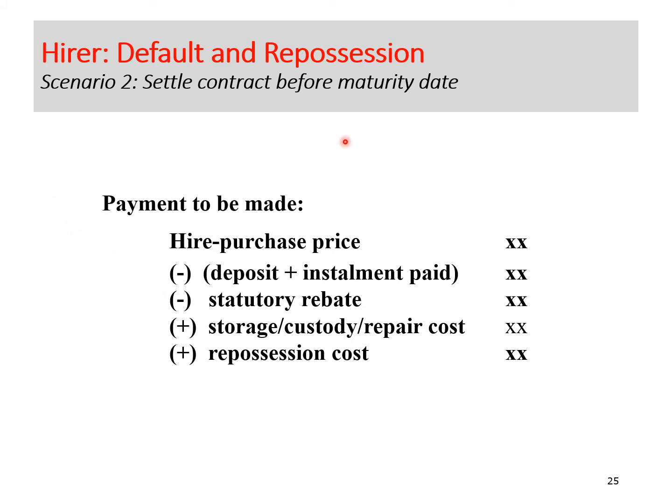You can compute it based on this formula. First, you take the hire purchase price, you minus all the payments that have been made up to that particular month. The payments made include the deposit plus all the installments that have been paid up to that particular month in which the hirer intends to settle the contract, minus the statutory rebates. Then you add any storage, custody or repair costs, and also any repossession costs, to settle the contract.